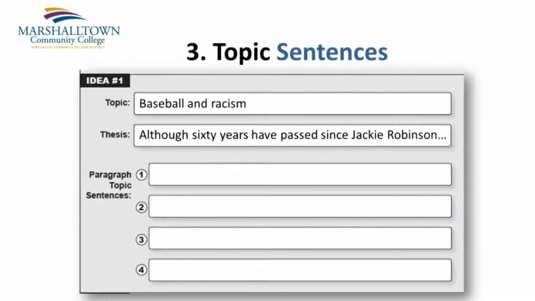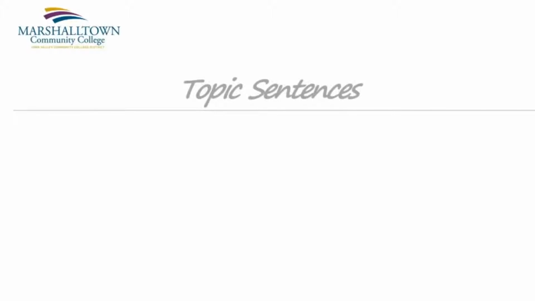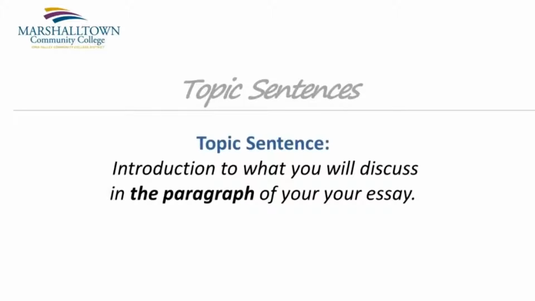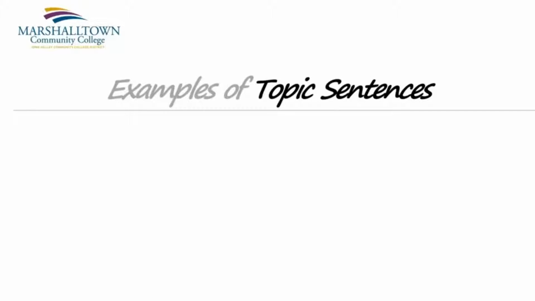After you have decided on a topic and have written a thesis statement, I want you to write some possible topic sentences you might use in the paragraphs of your essay. As I've mentioned before, the purpose of a topic sentence is to introduce what you will discuss in that paragraph. Also, the topic sentence should be the first sentence of the paragraph.